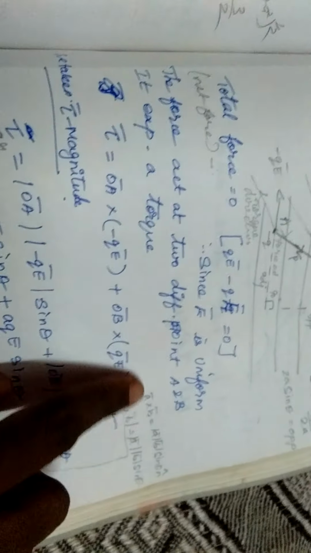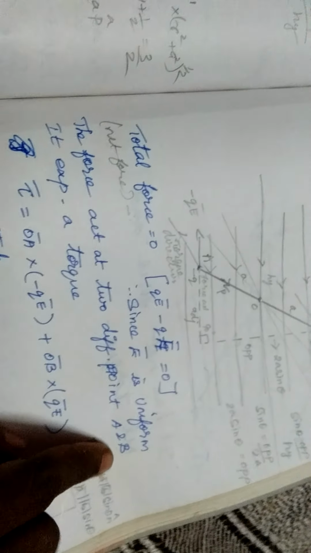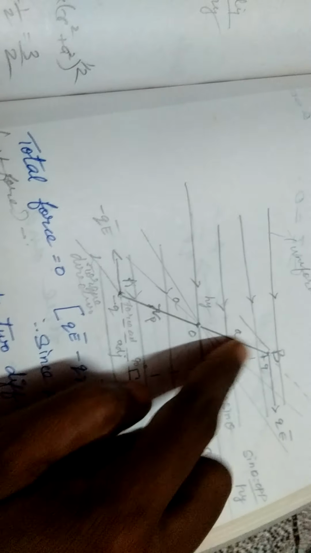So in the uniform electrical field, the total electrical force is zero only. Okay, so now the force acts at the two different points, A and B. So at point A a force is acting, and at point B also a force is acting.